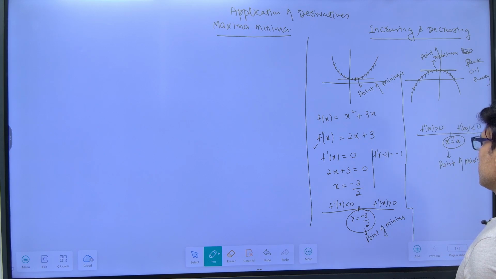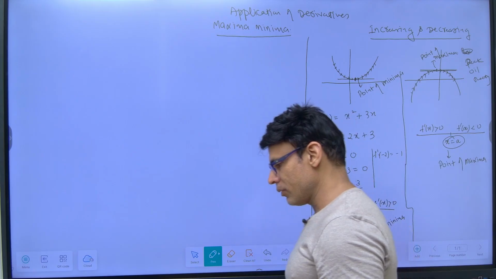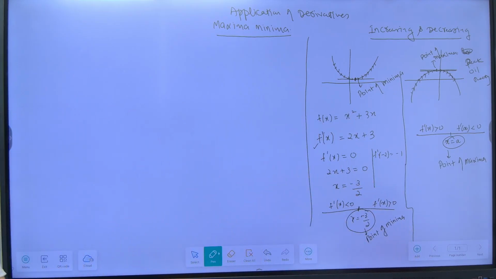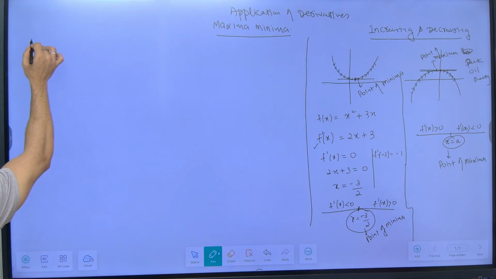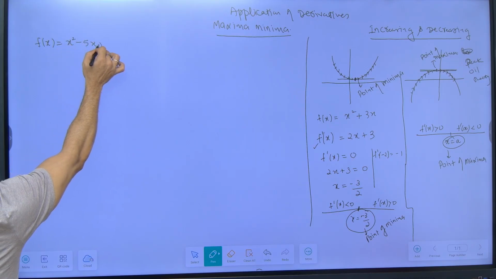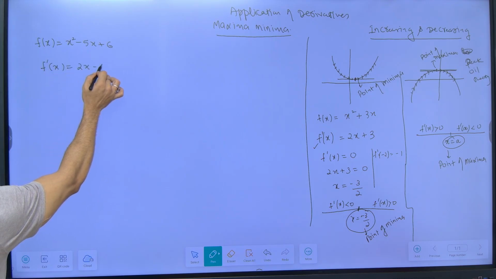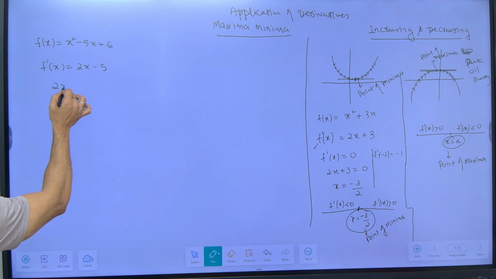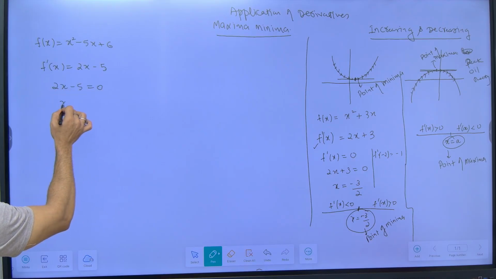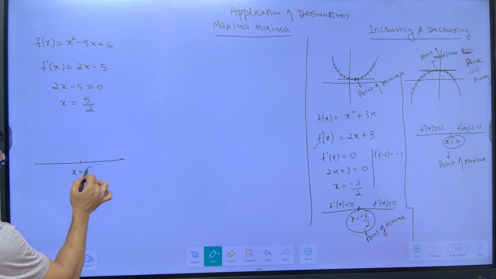Now, once you have the point, you can also find the minimum value. I'll take an example, and then we'll solve it. So you have f of x is equal to, let's say, x square minus 5x plus 6. First step is we will differentiate this function. So f dash x will be equal to 2x minus 5. Then put 2x minus 5 is equal to 0. x is equal to 5 by 2, which is also equal to 2.5. Then you take a number line, put x is equal to 5 by 2.